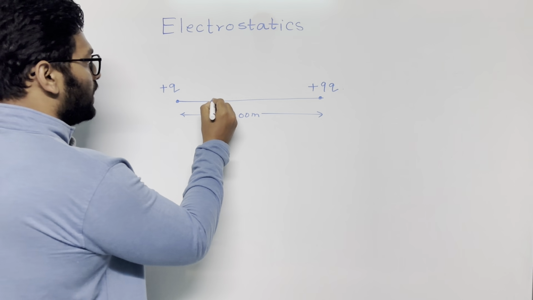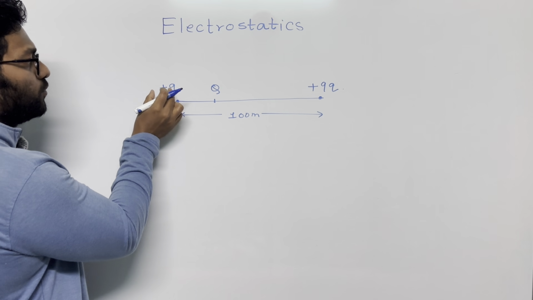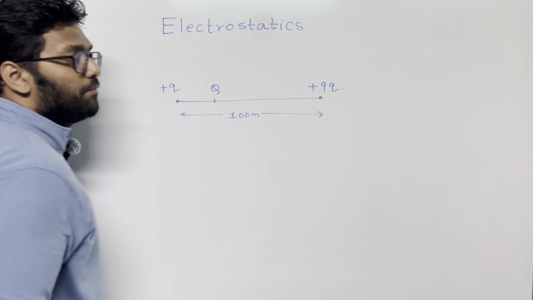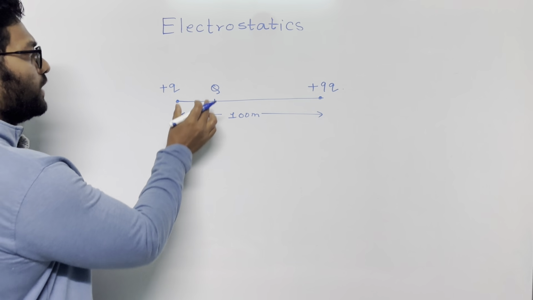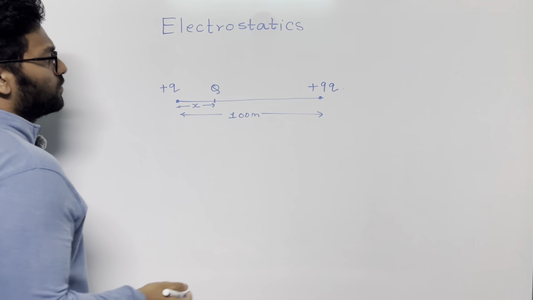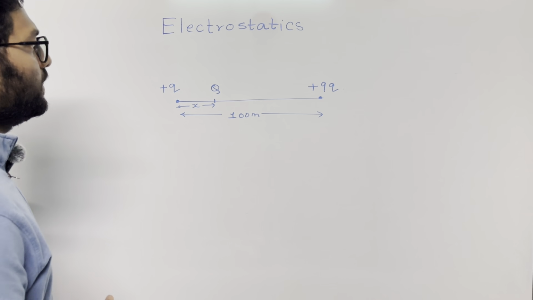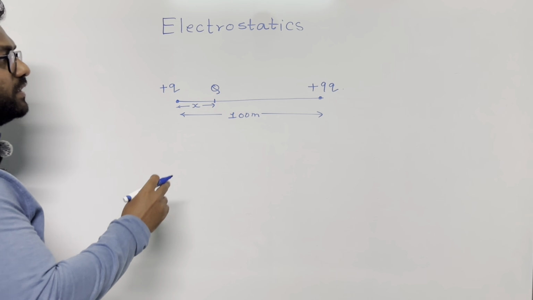If I keep this charge somewhere here, it has to be closer to plus q, because plus 9q is of bigger magnitude. So I could find the distance x, and we used to give the answer as x is something, 75, 25, whatever it is. But now the question is changed.